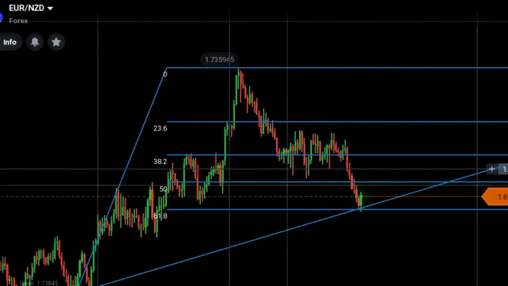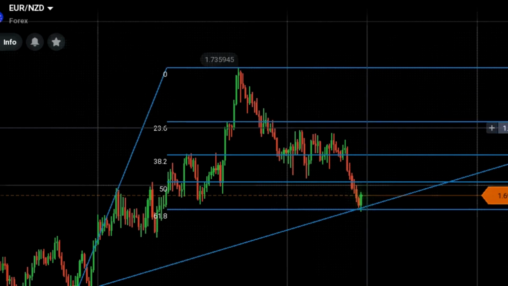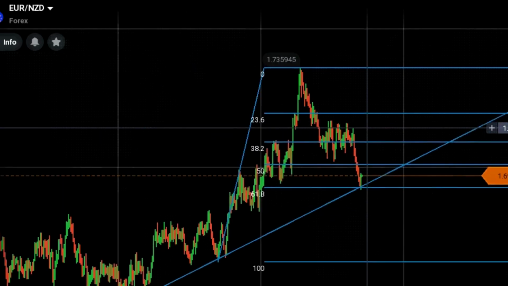So guys, if you are trading Euro NZ, you should be placing a buy towards the direction of the trend. Do not trade against the trend, because it's very risky. Just follow the trend and you are going to be profitable.